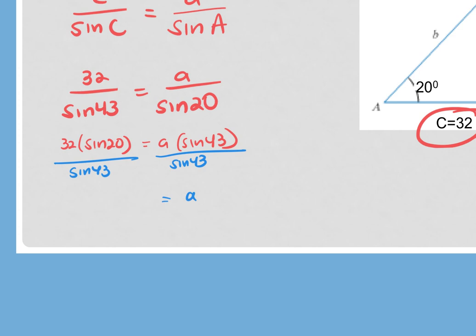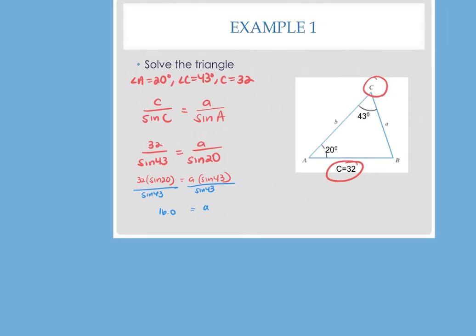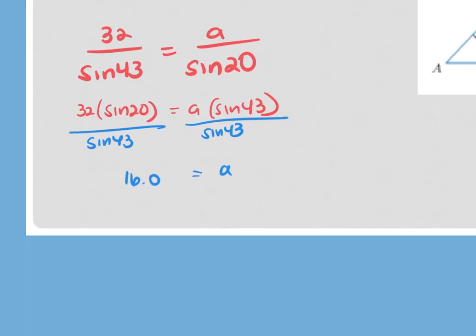What'd you get? Did anybody get a negative number? If you left your mode in radians, it's going to give you a negative number. We have to now be in degrees. So 32 sine of 20 divided by the sine of 43 gives you 16.0479. And we're going to round these to 2 decimal places for now.